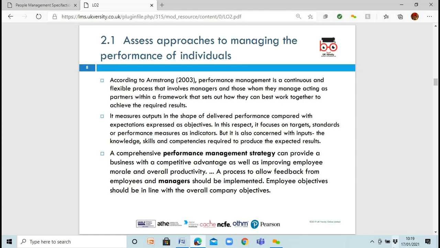But a comprehensive performance management strategy can provide a business with competitive advantage, and it can also improve employee morale and also their productivity. So the process to do this is you need to allow feedback from your employees and management, and also make sure that it's actually implemented. So you're not just listening to what they want, but you're actually acting upon it within the appropriate ways.